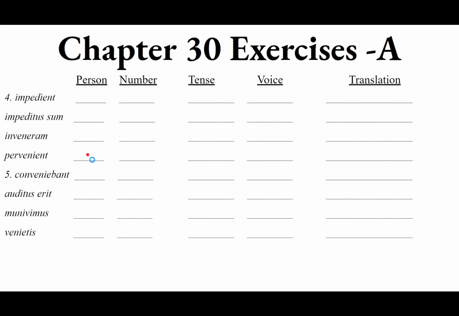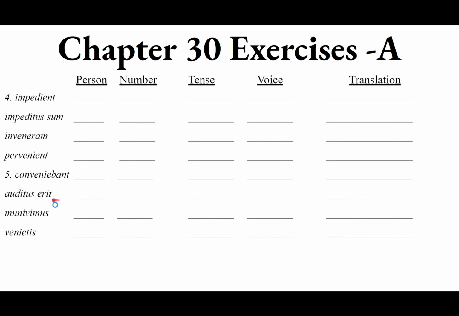Pervenient. Pervenient is third, plural, it's future, and it's active voice. There's the present stem perveni, add the ent, like impedient. So they will arrive. And quinta, conveniebant. Third person, plural, imperfect, and it's active voice. So third, plural, imperfect active of convenio, convenire, conveni, conventus. They were coming together.